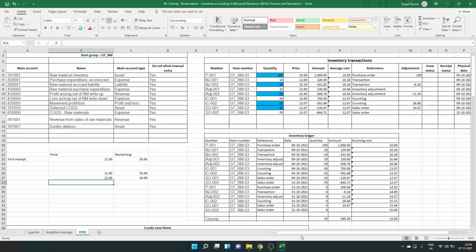Okay, so 45 is settled. Next inward transaction, we have 10 quantity through inventory adjustment general, which is at the rate of 13 per piece. So 13, 10 quantity. Okay. Now 55 is settled. Now next inward transaction is 50 quantity through inventory counting general at the rate of 15 per piece. Okay. So the remaining quantity now is 15. Okay. So remaining 15 quantity will be settled at the rate of 15.